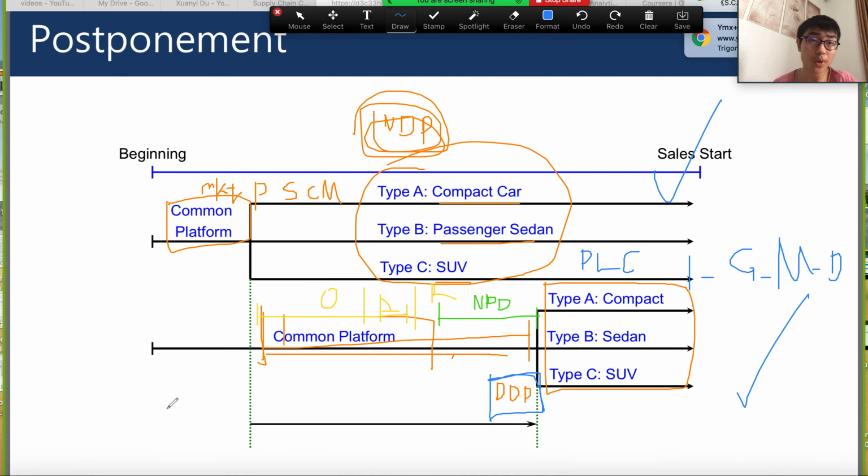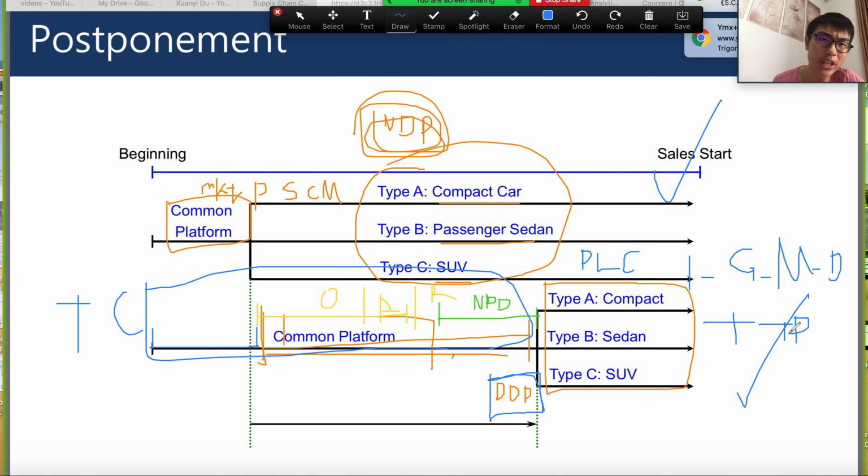They have a longer common platform, which means in this process they are not earning any money. They're only putting in cost. Here they hopefully can earn a lot of profits after they sell at the delay differentiation point. So now, hopefully, you understand a bit about what postponement is, what its strategy is, and what its definition is. Now I want to talk about the advantages and disadvantages of postponement.